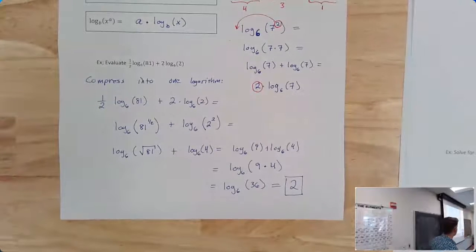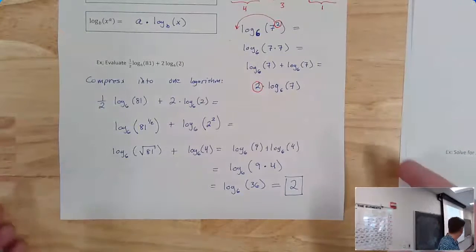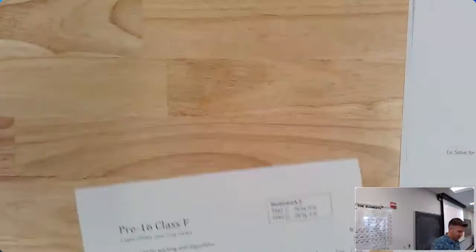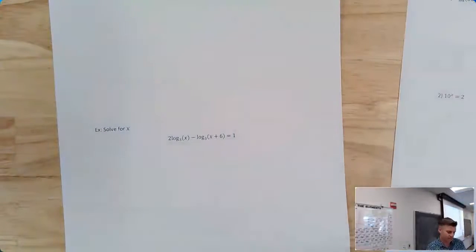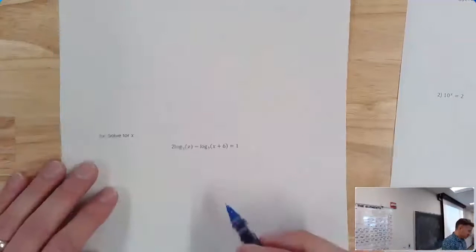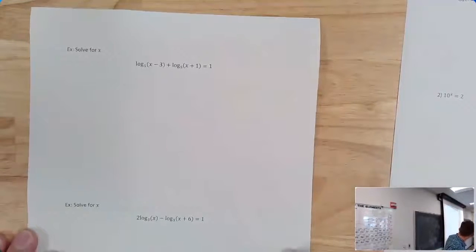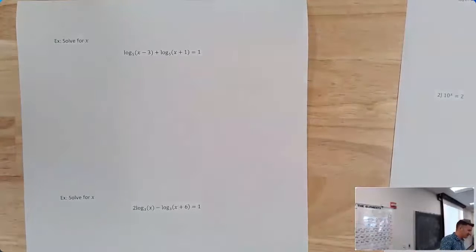The other reason we sometimes want to condense multiple logarithms into one logarithm is to solve an equation. So let's look at the next page. So we want to solve for x. We have log base 5 of x minus 3 plus log base 5 of x plus 1 equal to 1.